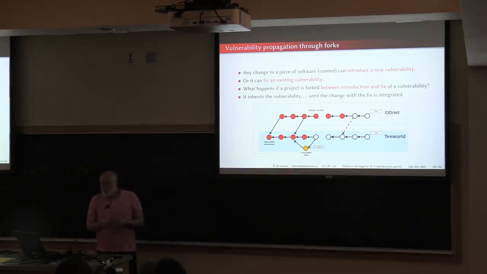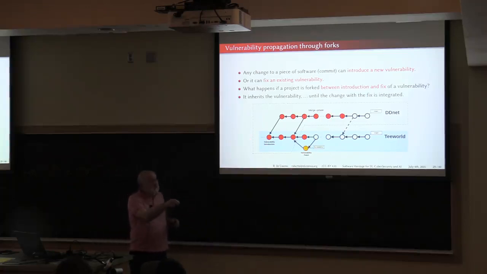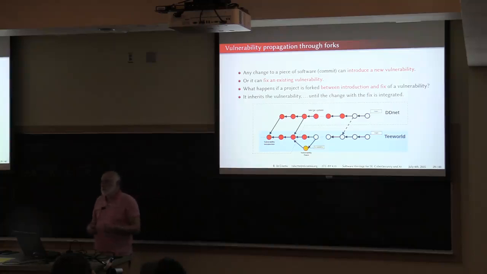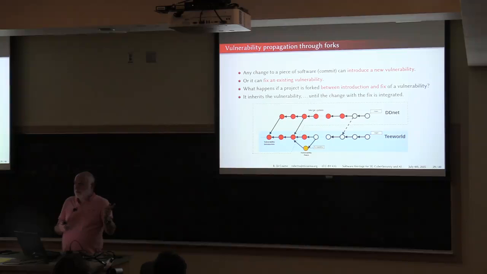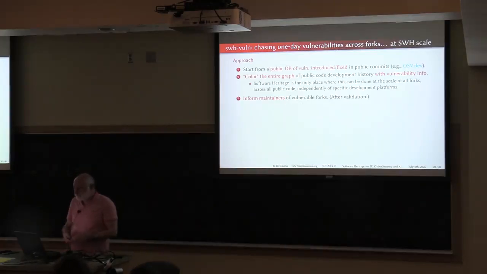So essentially, all this history is vulnerable. How do you spot it? Well, today, we use tools like OSV.dev, which is maintained by Google, that aggregates information of vulnerability associated to commits. But this analysis is done project by project. They do not take into account forks, because they don't have a global view of the world. But the graph we provide provides a global view of the world.